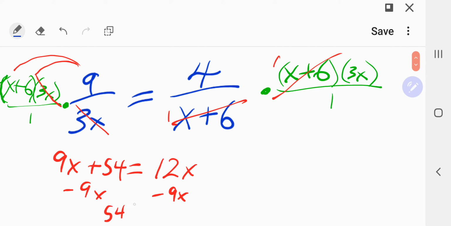and 54 equals, oops, what's going on there? How come we're not scrolling today? This is not good.